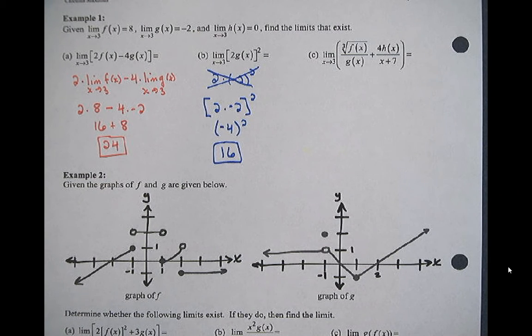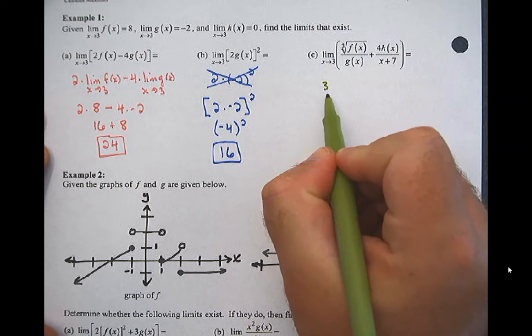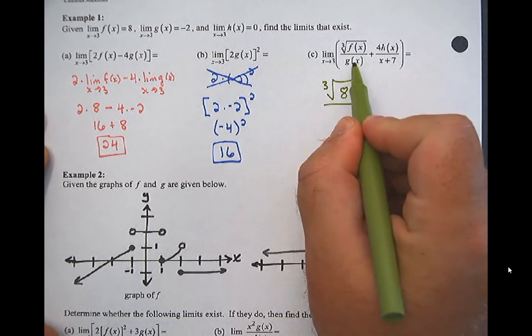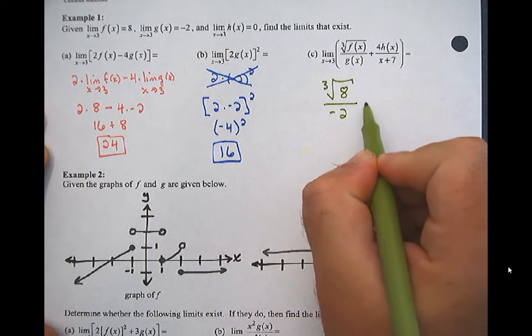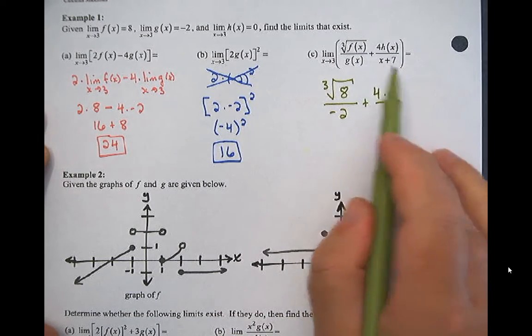All right, last one's yours. Pause, go get them. Let's see how you did. So this would be the cube root of, what's the limit of f of x? 8 again, over what's the limit of g of x? Negative 2, plus 4 times what's the limit of h of x? 0, I like that. Oh, this is interesting.